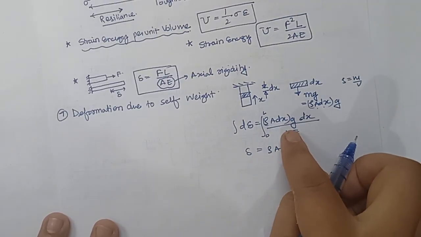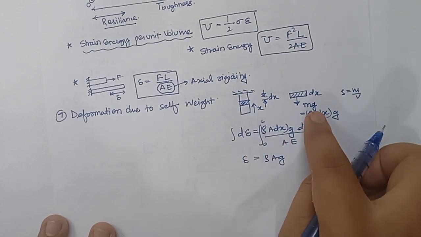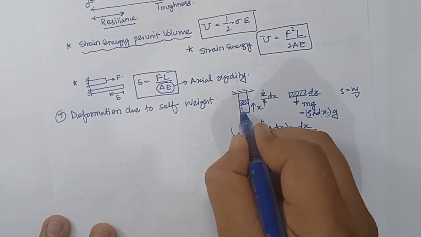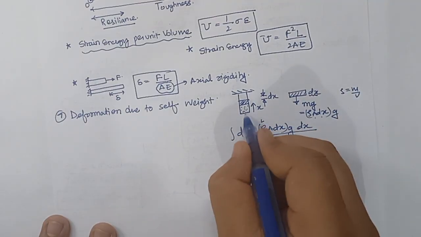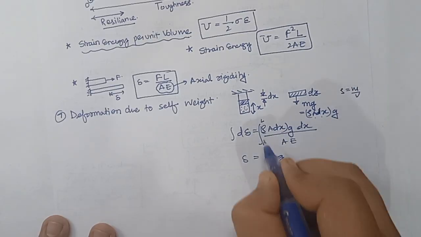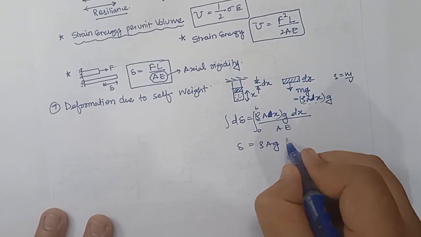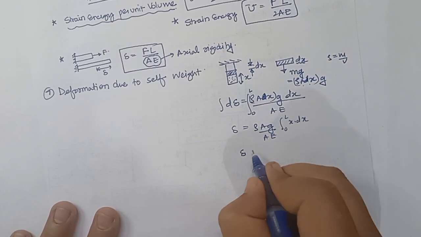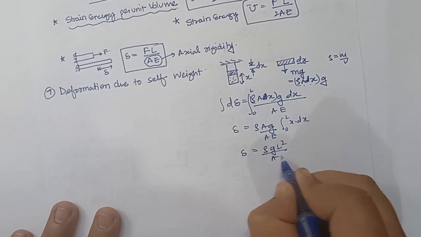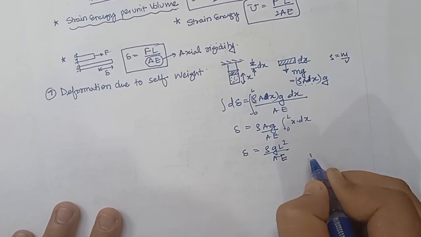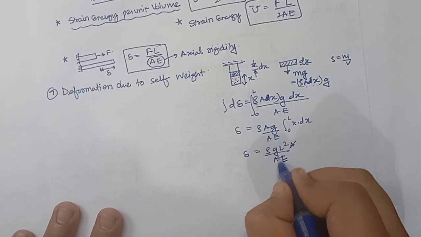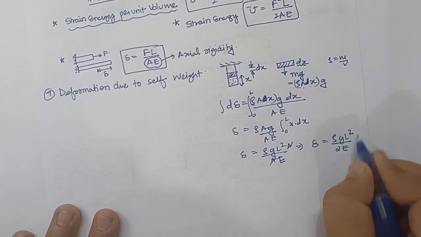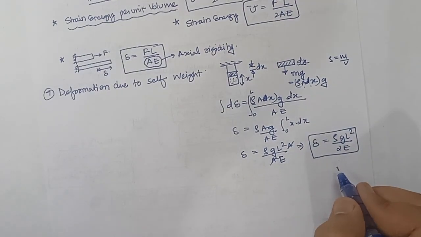I think something is wrong. Yes, this is wrong. The mg part, area into length, we are not going to take this much length, because which part is going to stretch? This part, na? So this part is having a length of x, so I'll write here x, not dx. Then only you will get an integration. So integration 0 to L x dx by AE. So the deformation is coming out to be rho g L square upon AE. And here A also cancels. So finally deformation is rho g L square upon 2E. So this is deformation due to self weight.